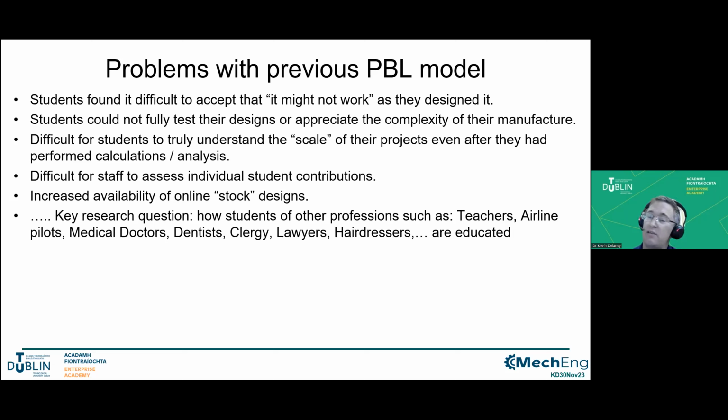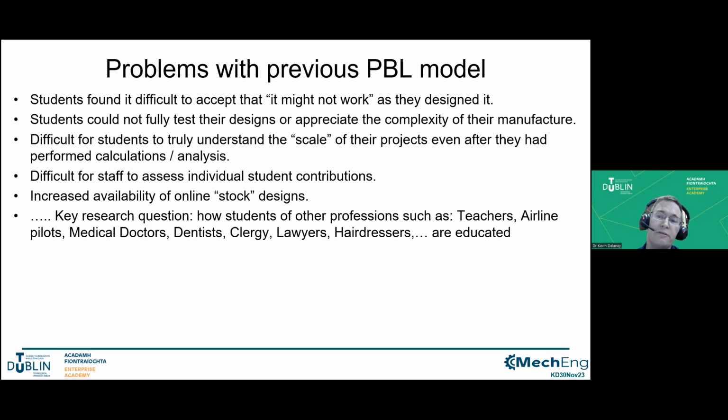They said that once we build it, it's perfect, and that's absolutely it. And it's very, very difficult for us to say, well, sorry, that model, I don't think it's going to work. Based on my industrial experience, I don't think that's an appropriate solution. So they couldn't fully test their designs, and they couldn't appreciate the complexities of actually trying to manufacture it.